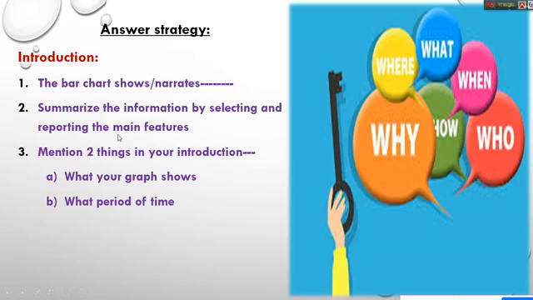And then summarize the information by selecting and reporting the main features. Of course, you have to recollect in your memory, you have to summarize what is going on, what features are given in the charts. And then third, mention two things in your introduction: what your paragraph shows, and what period of time. This is very important. What your paragraph shows and what period of time.